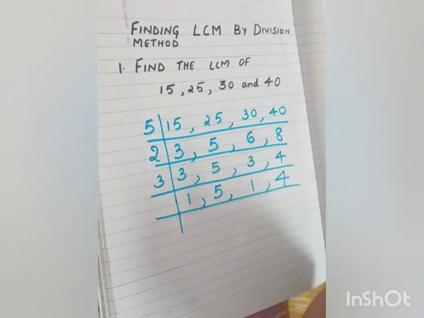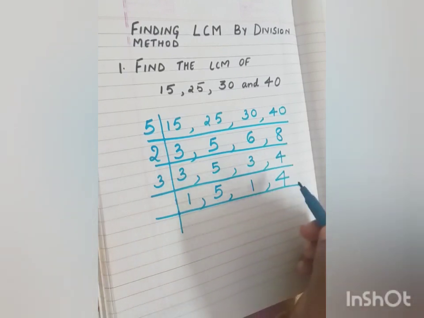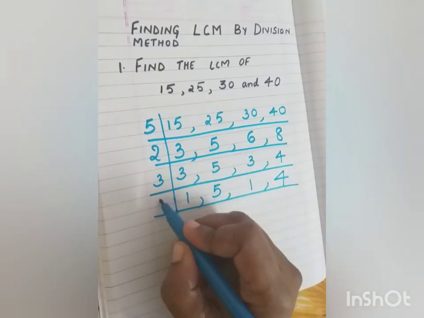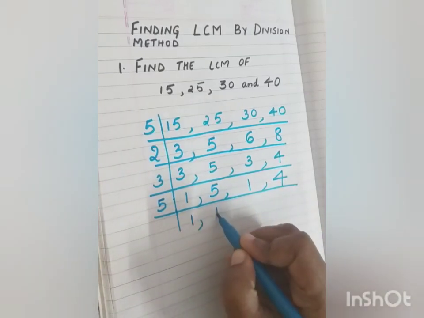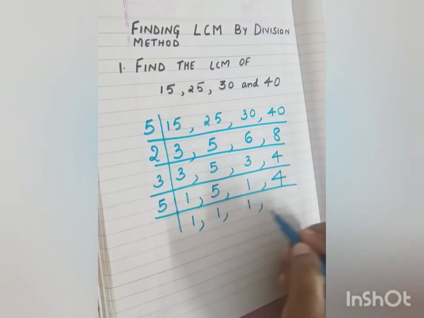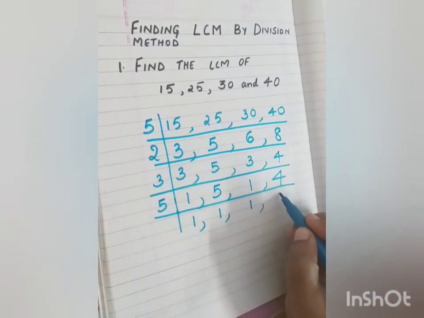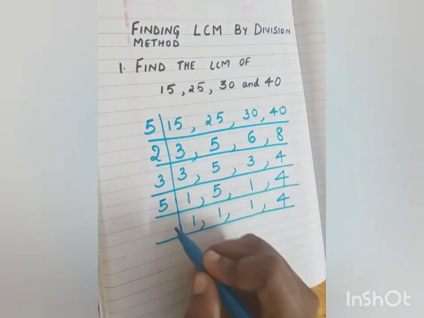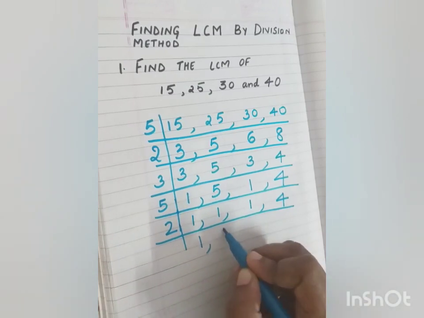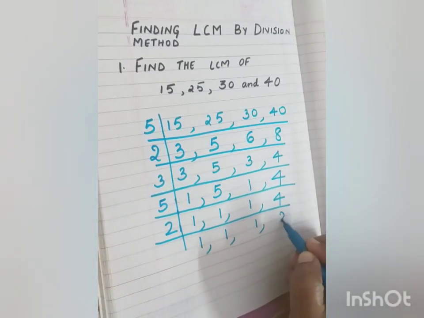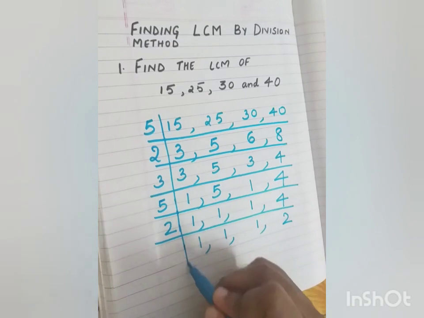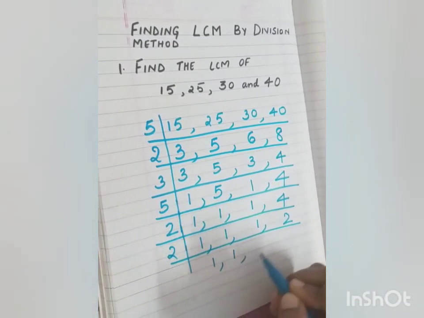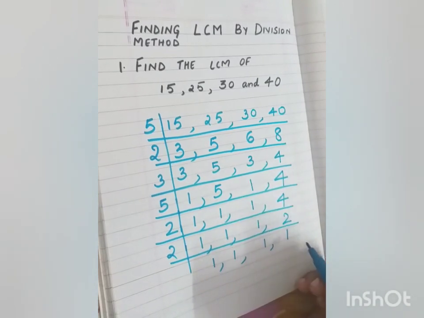So I can take either 5 or 2, because 4 is divisible by 2. I'll take 5. 5 1s are 5. Then 1 here. 4 is not divisible by 5, so I'll write 4 as it is. Now 4 is divisible by 2, isn't it? 1, 1, 1, 2 2s are 4. Then again 2, 1, 1, 1, 1.